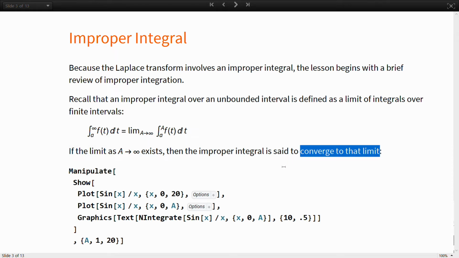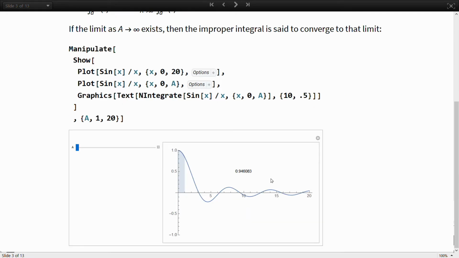The Manipulate here demonstrates a definite integral. Here we are integrating sine of x over x from little a equals 0 to some upper bound big A. By moving the slider, we can adjust the upper bound. The shaded region is the area under the curve, which defines the definite integral, while the numerical value for the definite integral is shown in the plot.